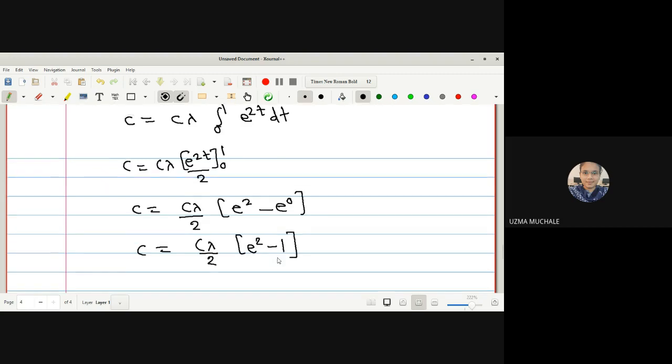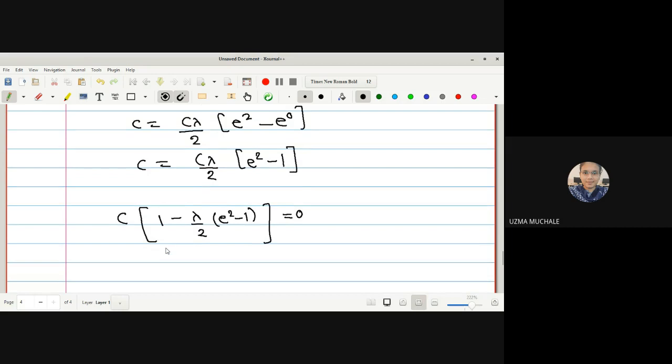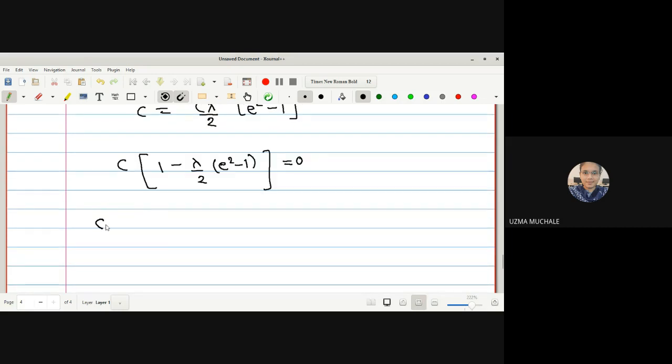So now we can solve this equation for finding the value of c. I can take c common, just like we have done in the method: c times 1 minus lambda upon 2 into e square minus 1, which is equal to 0. Now you can solve this equation because you have only one equation. So we can have the trivial solution as well as a non-trivial solution. So here also we can write for c equal to 0.